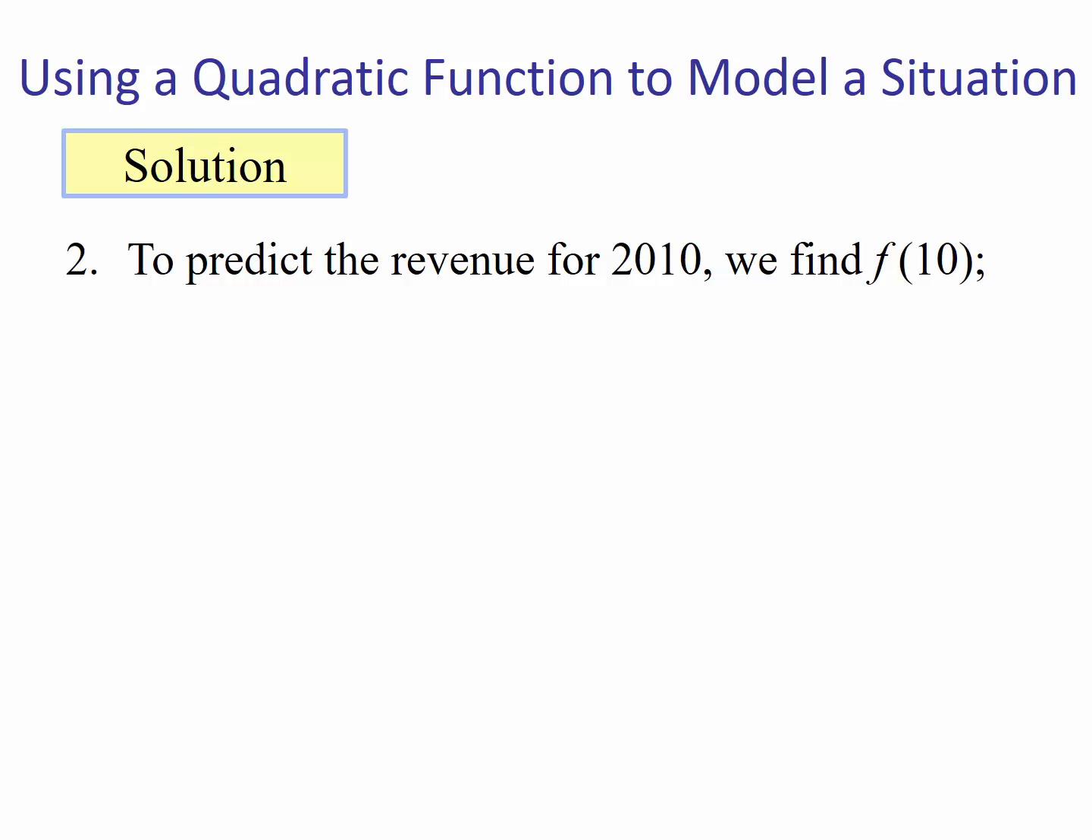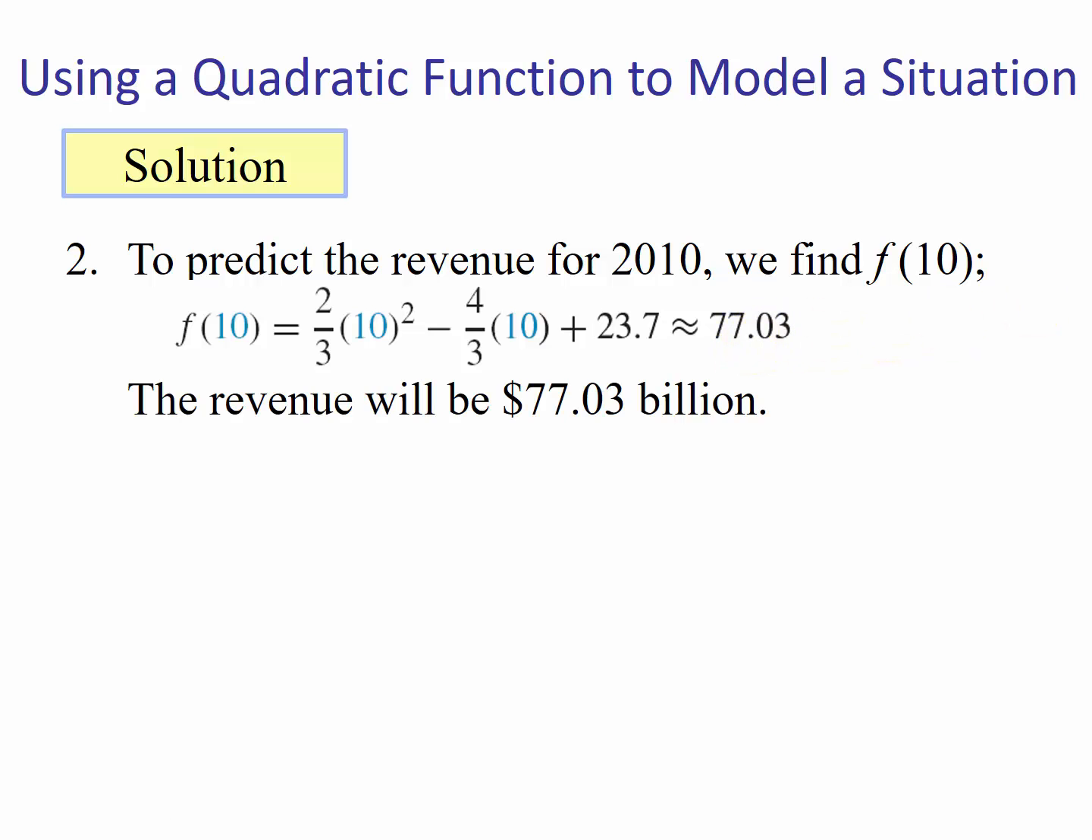Number 2, to predict the revenue for 2010, we need to find what is f of 10, 10 years beyond 2000. So t is 10. To do this algebraically, I substitute a 10 in for t, perform the order of operations, square, then multiply, and then finally combine these three terms, and you should get 77.03. Now what does this mean in terms of the problem? This means in 2010 the model says the revenue will be 77.03 billion.